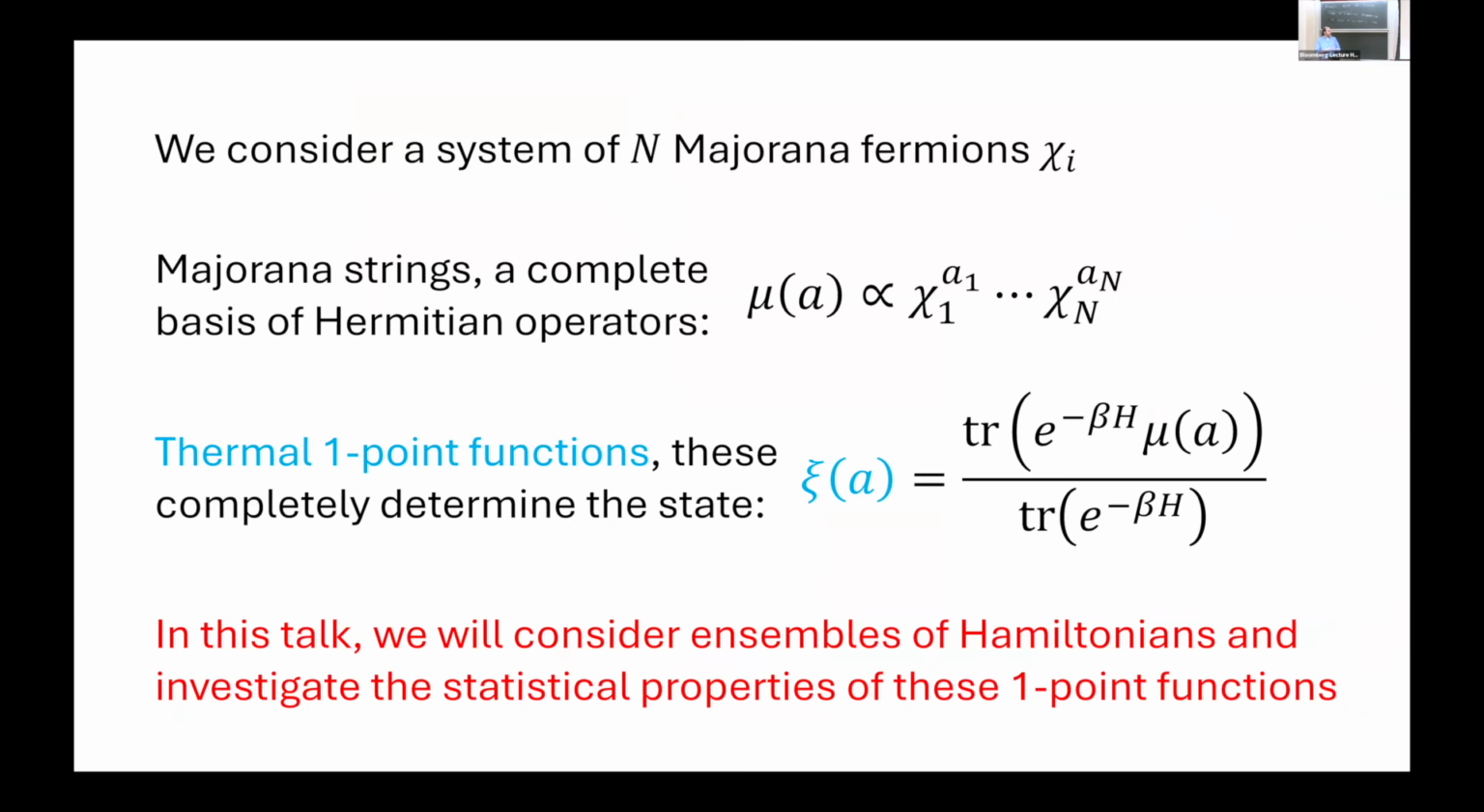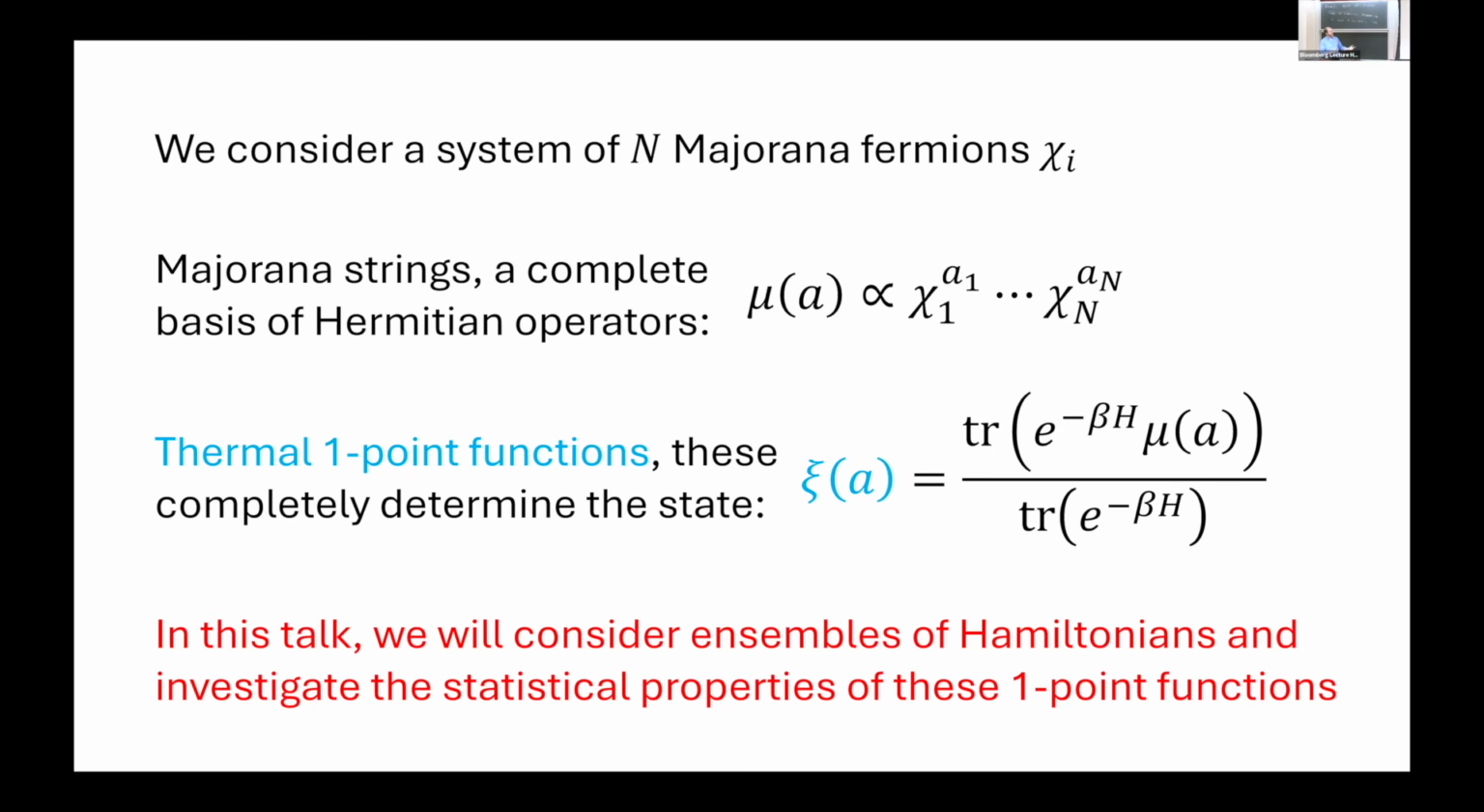So let's set the stage. I'm going to be thinking about a quantum many-body system today, a system of a bunch of Majorana fermions. For this many-body system, there's a very natural set of operators, which I'll call Majorana strings. They're composed of strings of these operators. For each Majorana fermion from 1 to n, you may choose whether it's present or absent in your string. That's indicated by these little coefficients, a1 through an. So this set of strings is in one-to-one correspondence with a set of n-dimensional binary vectors. This is a complete basis of Hermitian operators.